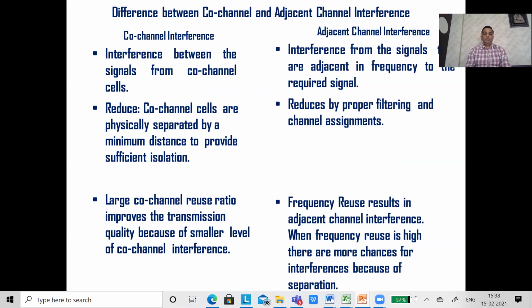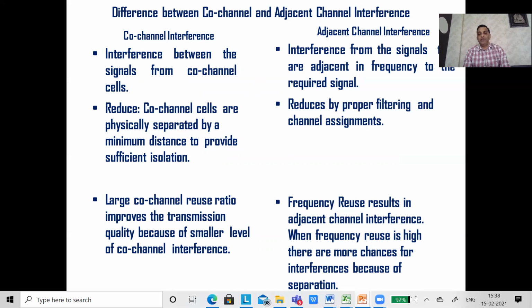So what do you mean by co-channel reuse ratio? We'll come across this particular point in the next slide. At this stage, just keep it in mind: a large co-channel reuse ratio improves the transmission quality because of a smaller level of co-channel interference.